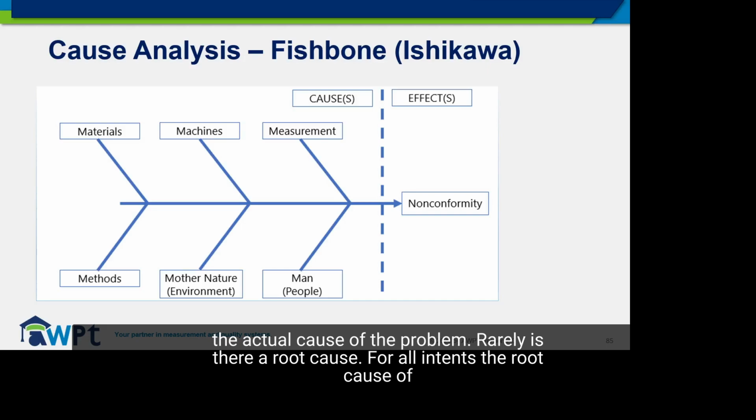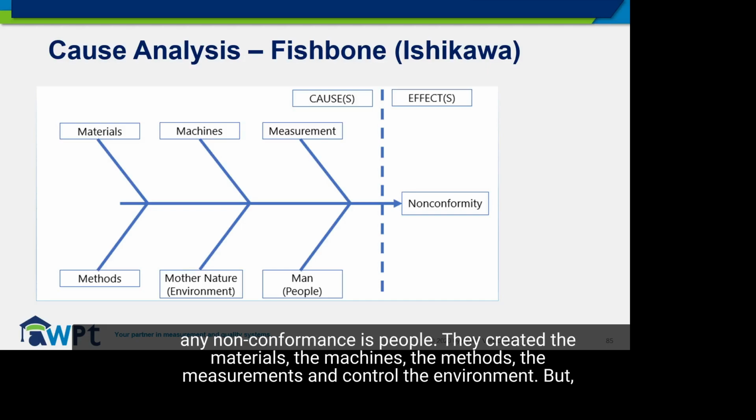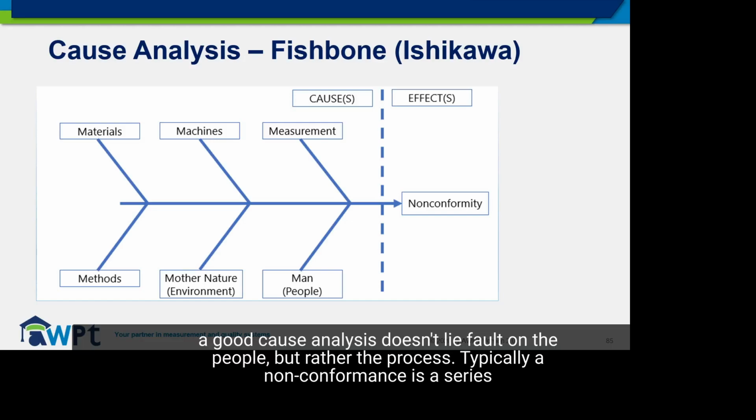For all intents, the root cause of any nonconformance is people. They created the materials, the machines, the methods, the measurements, and control the environment. But a good cause analysis doesn't lay fault on the people, but rather the process. Typically, a nonconformance is a series of causes that reveal the effect.